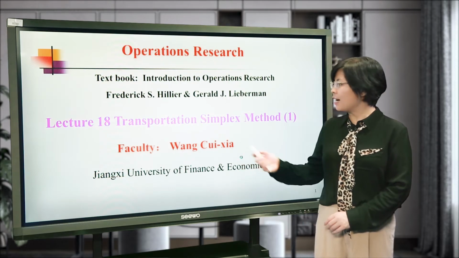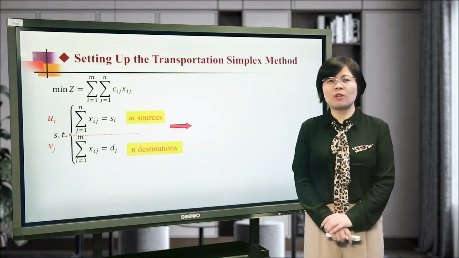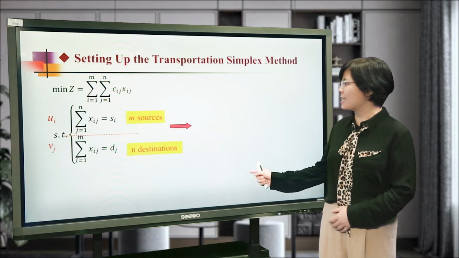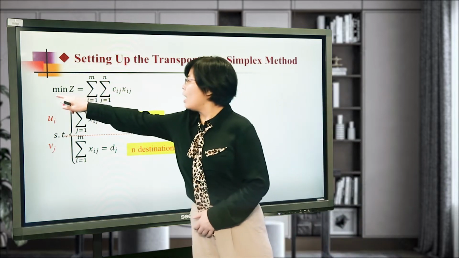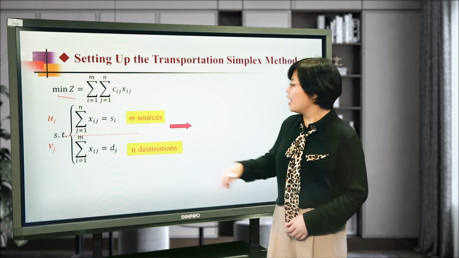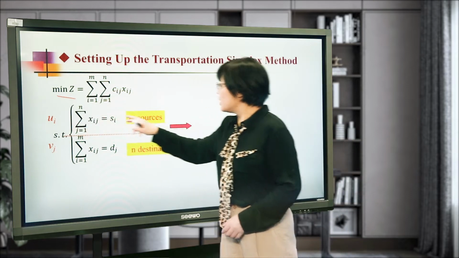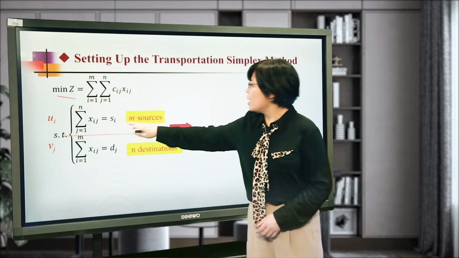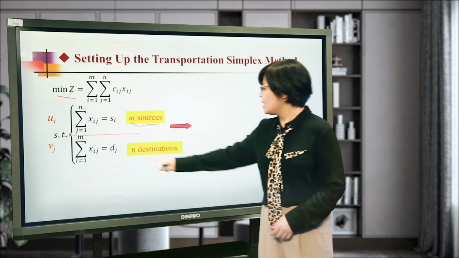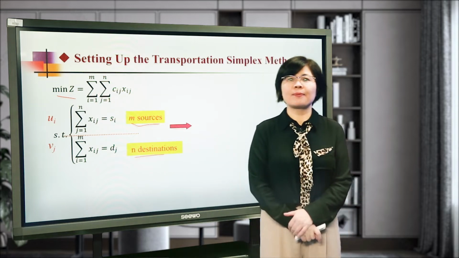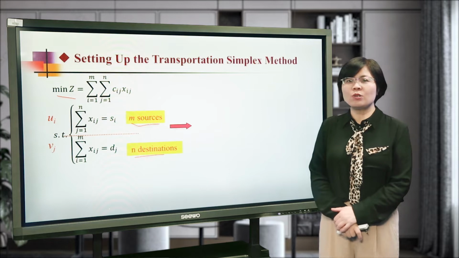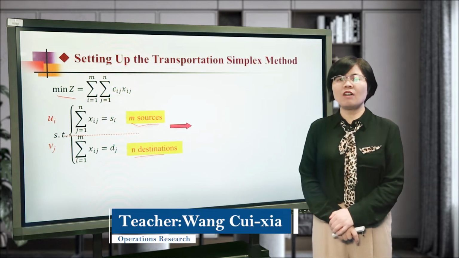Again, last time we saw the transportation problem model as this. It's the objective function, and down below are the constraints for m sources and n destinations. Today, we are going to talk about the solution of the problem.